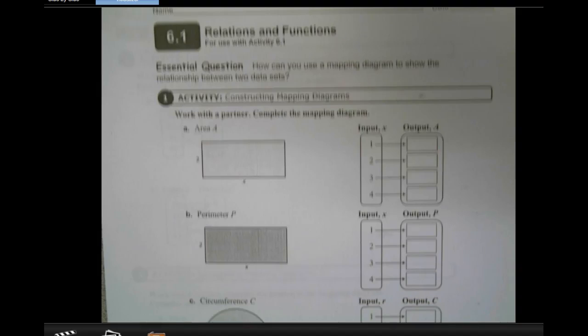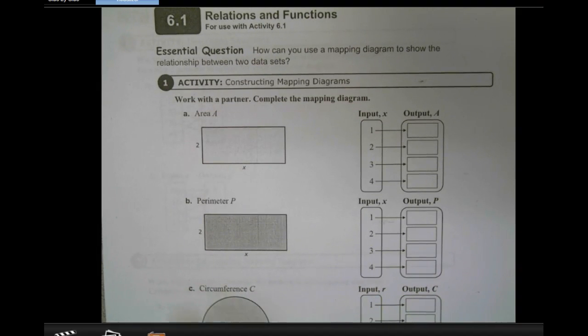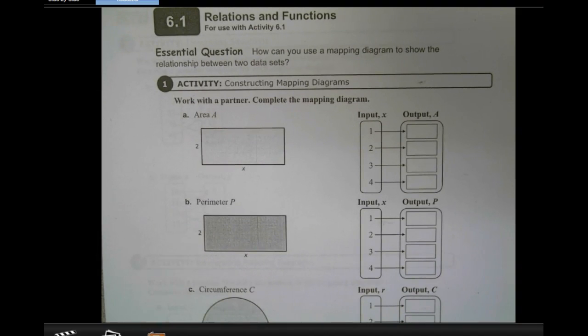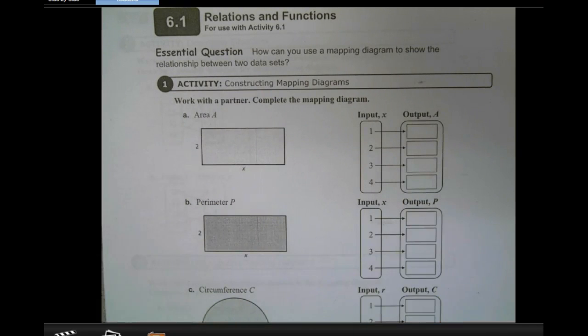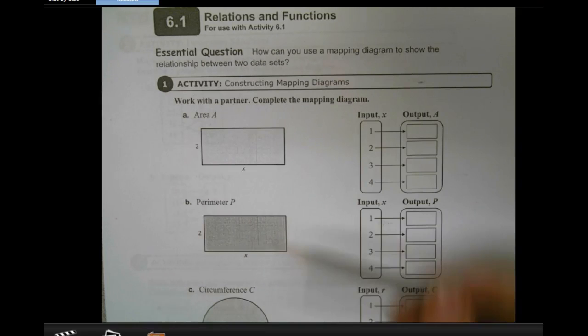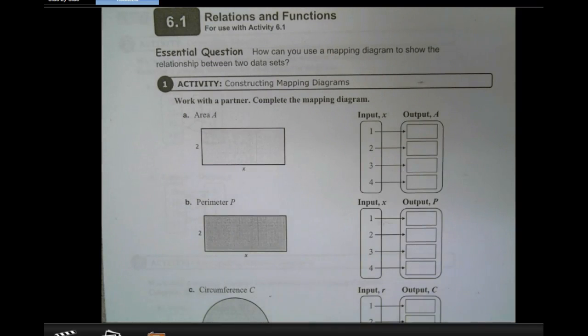So we're going to go ahead and start with activity 1, and it should be right in your practice book, page 121. So we're going to use the mapping diagrams, and then we're going to create formulas to solve the problems. What you need to know is how to find the area, the perimeter, the circumference, and the volume. Okay? So those are very important formulas that you should know, because these, I think, were taught probably back in grade school.